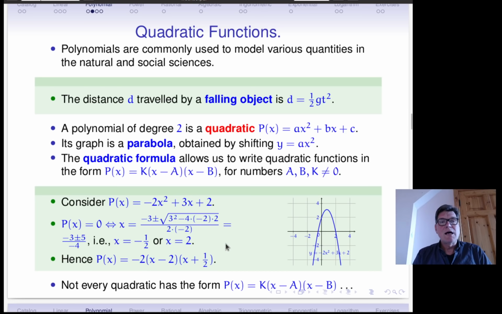But some can, and sometimes it's useful to have this factorized form, because as you see, the information it carries is where the function becomes zero, where the graph crosses the x-axis, and also what is the little a coefficient that decides the general shape and direction of the parabola, which is the graph of the function.